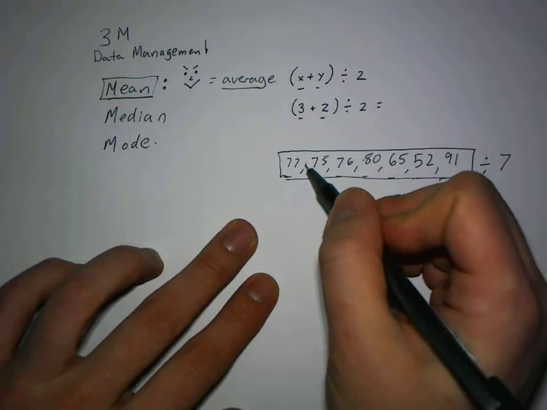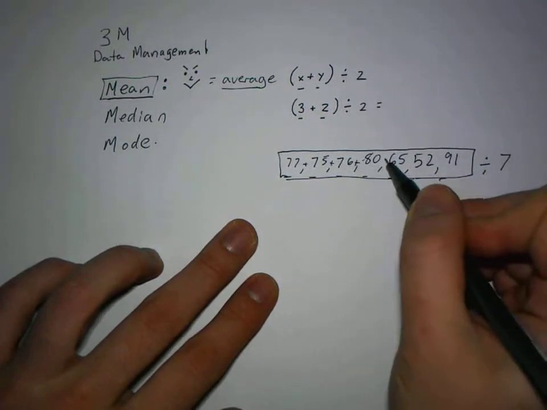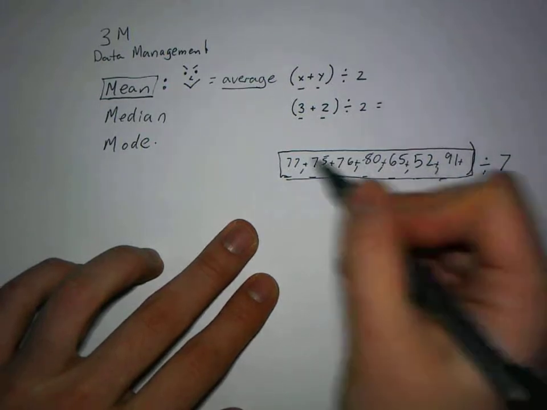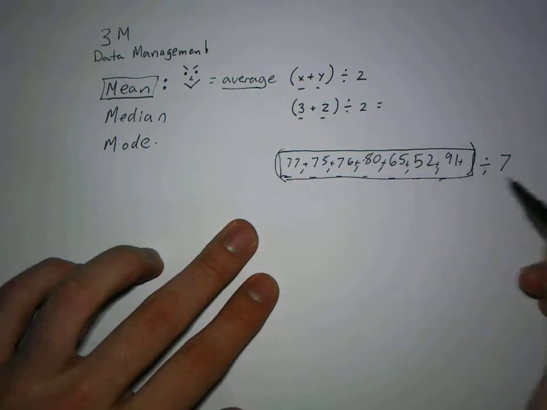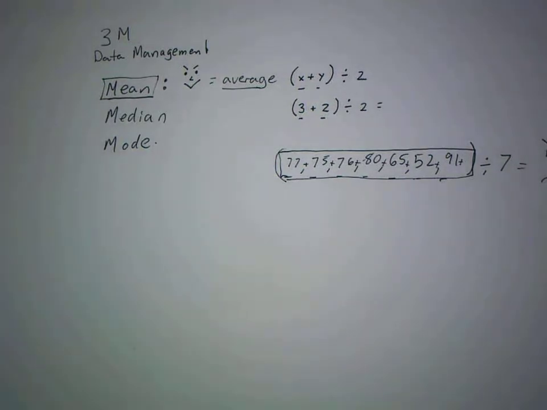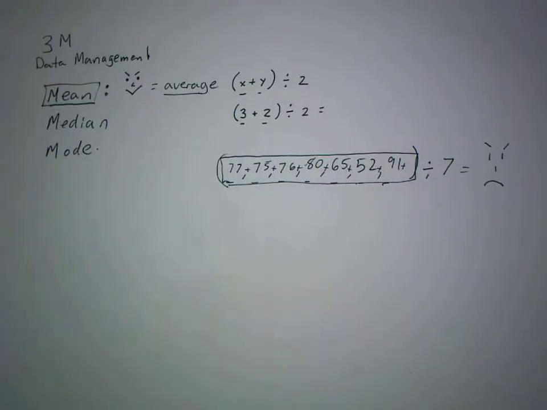So add these all up. Push the equal button. That's why we put brackets there. We want an answer first. And then you divide it by 7, and that will give you the mean. The mean. So try to remember what the mean is.